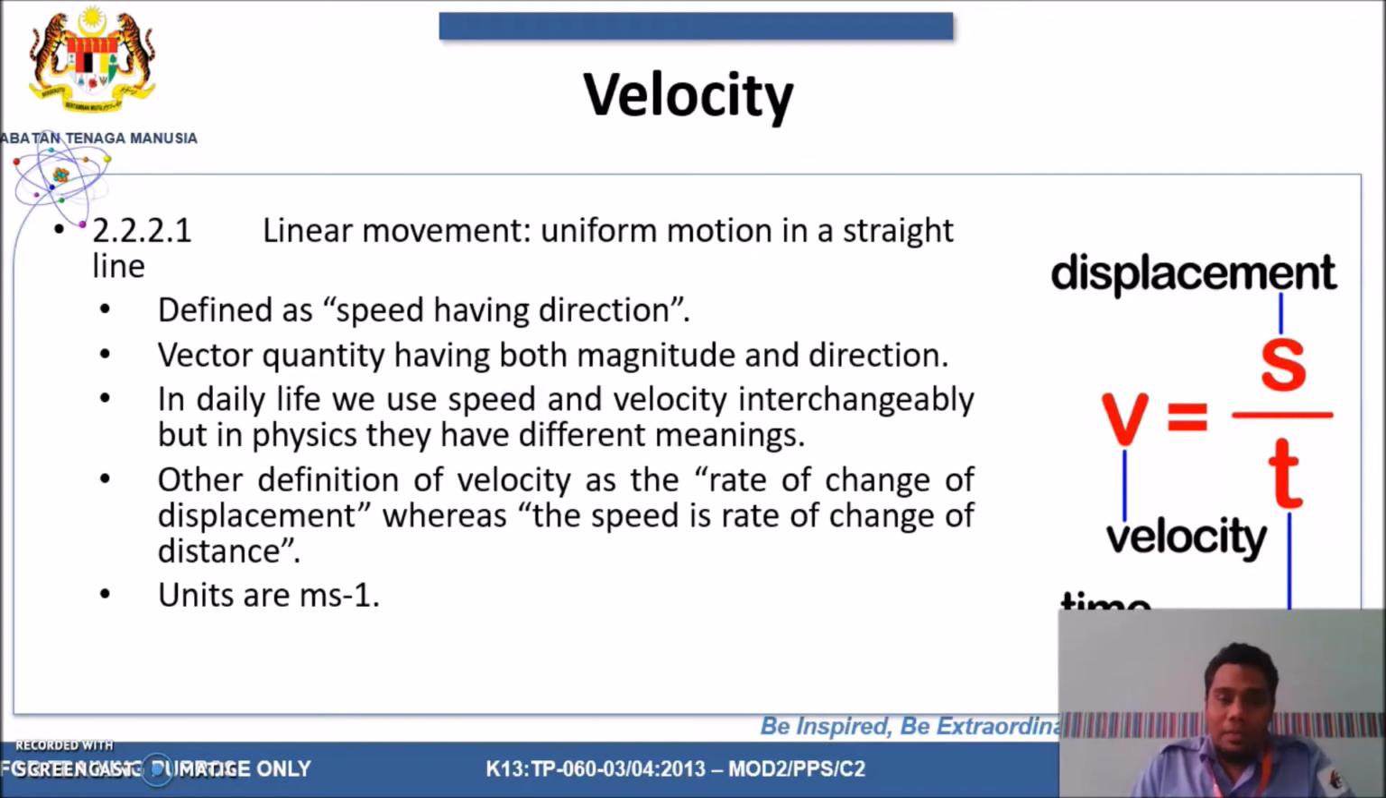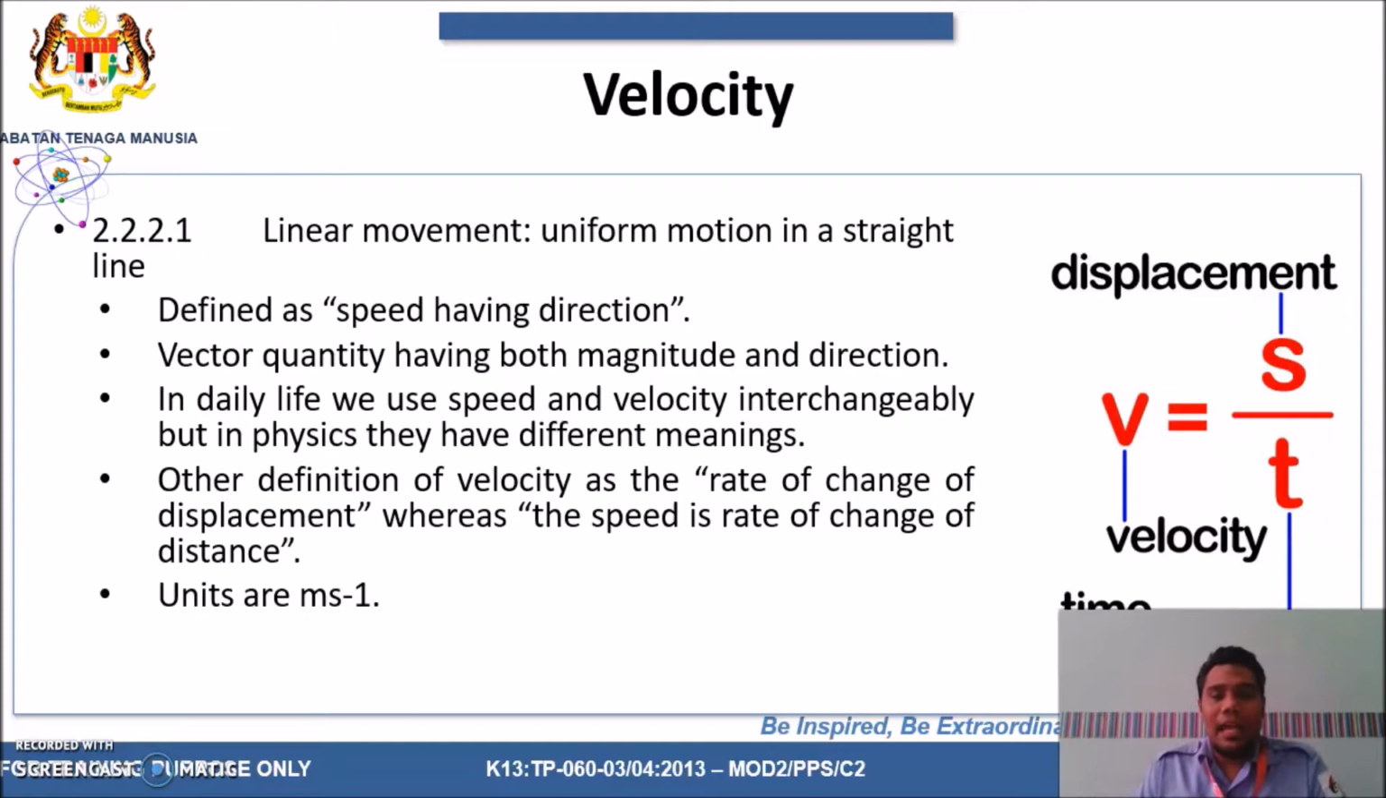Okay, what about velocity? Velocity is a vector quantity. Is speed having a direction. Dia ada direction, sebab vector quantity which have magnitude and direction. In daily life, we use speed and velocity interchangeably. Kadang-kadang kita tertukar laju dengan hal laju, jarak dengan seseran, kita main campur aduk. Tapi dalam fizik, they have different meaning.